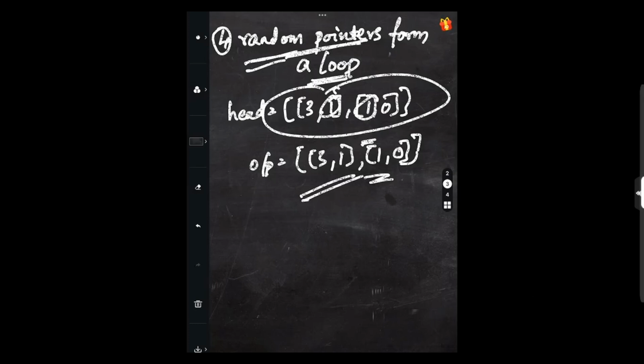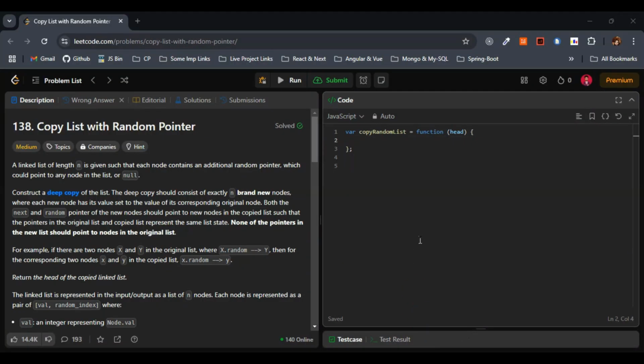So let's start writing the code and finally discuss the complexities of the code that we have. First, for the edge case we have already discussed: if the original list is empty, we have to return null, right? So if not head, then we just have to return null in this case. This edge case we have already seen.